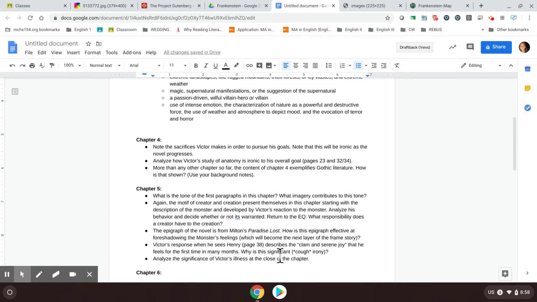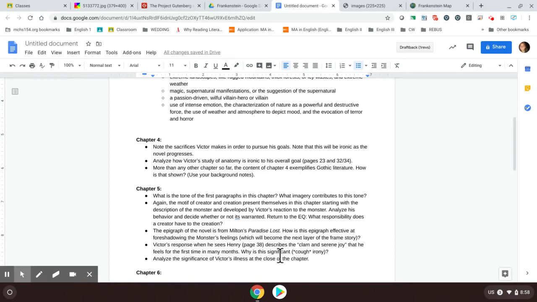The epigraph of this novel, and this is something I'm just going to bring up here, another creator-creation, is from Paradise Lost. So the epigraph is that little quote at the beginning of the book, where it says, we'll revisit it here real quick. "Did I request thee, maker, from clay to mold me man? Did I solicit thee from darkness to promote me?" So in that, we ask, how is this epigraph effective at foreshadowing the monster's feelings?